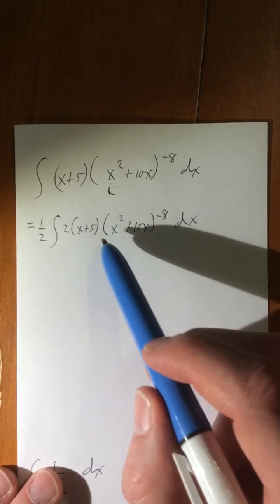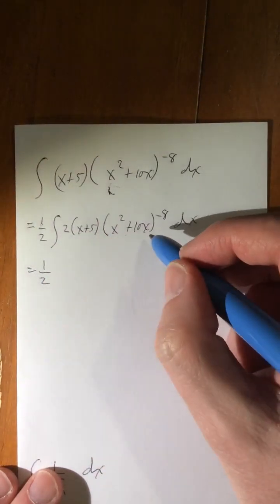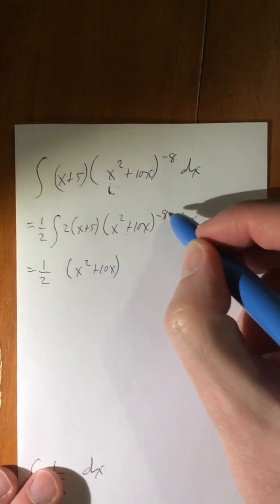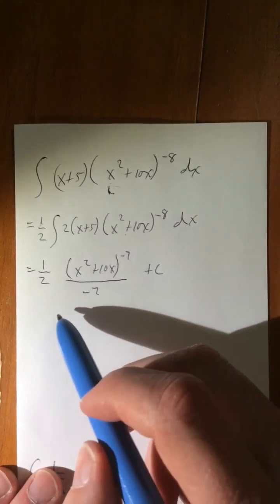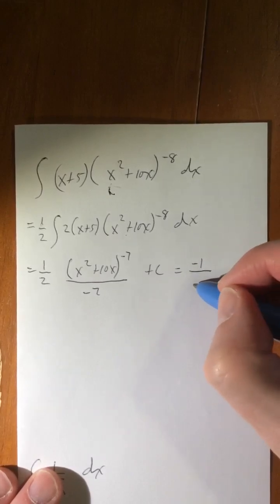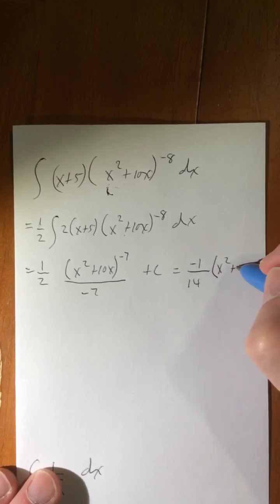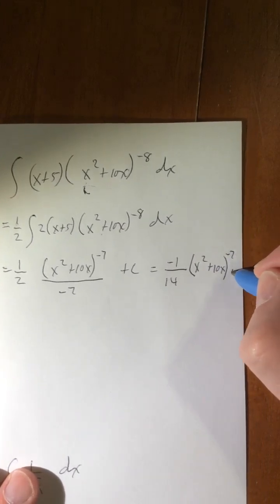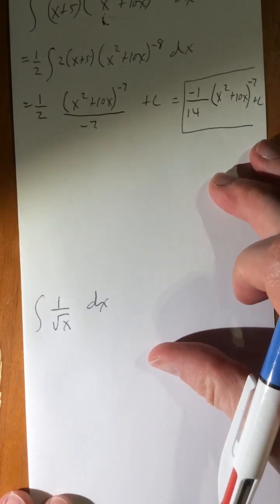So I'm going to integrate this bit right here as though it were just u. I'm going to keep the 1/2. So I go 1/2, and then we got parentheses x squared plus 10x. Add 1, so that's -7 over -7 plus c. And then we just need to multiply the 2 by the -7, and we're all set. So we got -1 over 14 times x squared plus 10x, hopefully I don't run out of room here, to the -7th plus c. All done.